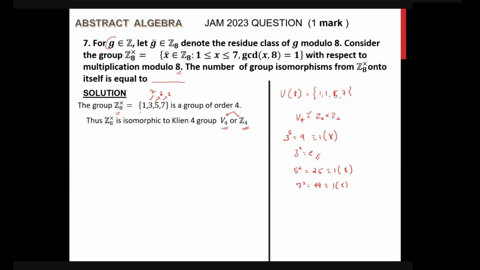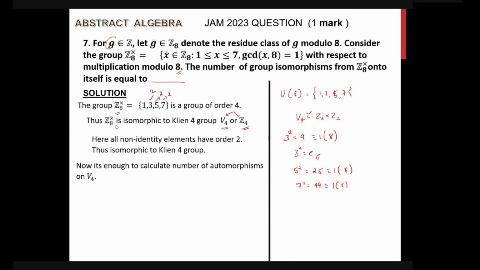So in this Z8 cross, every non-identity element has order 2. So it may not be cyclic because there is no element of order 4. So this is isomorphic to V4, the Klein 4 group, or Z2 cross Z2.